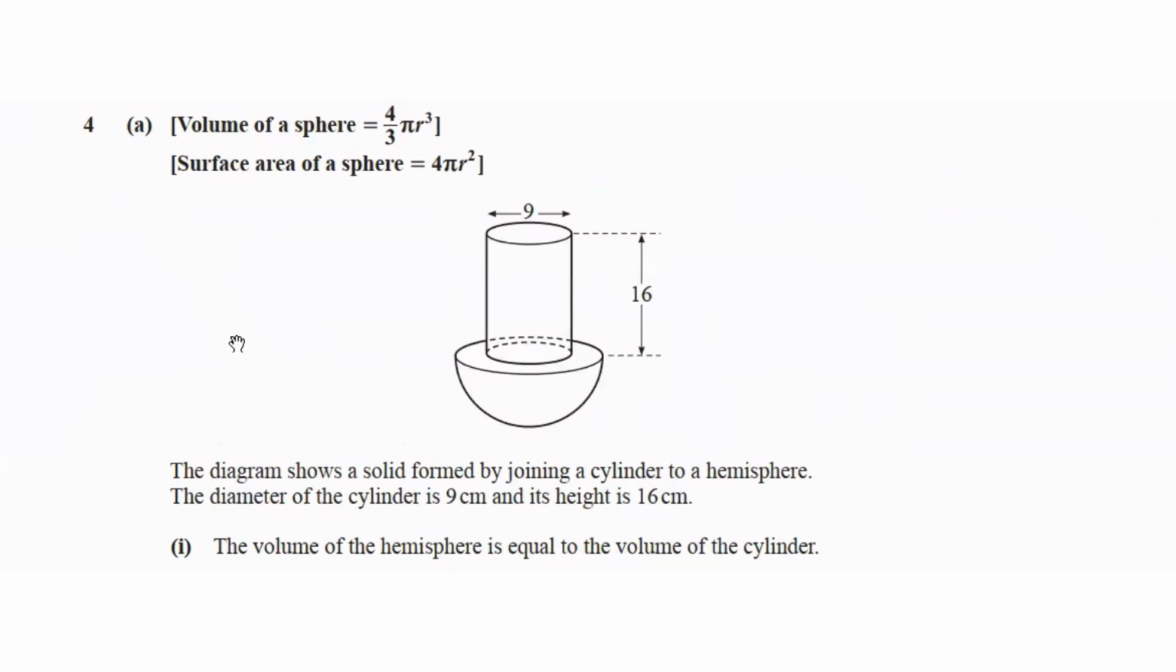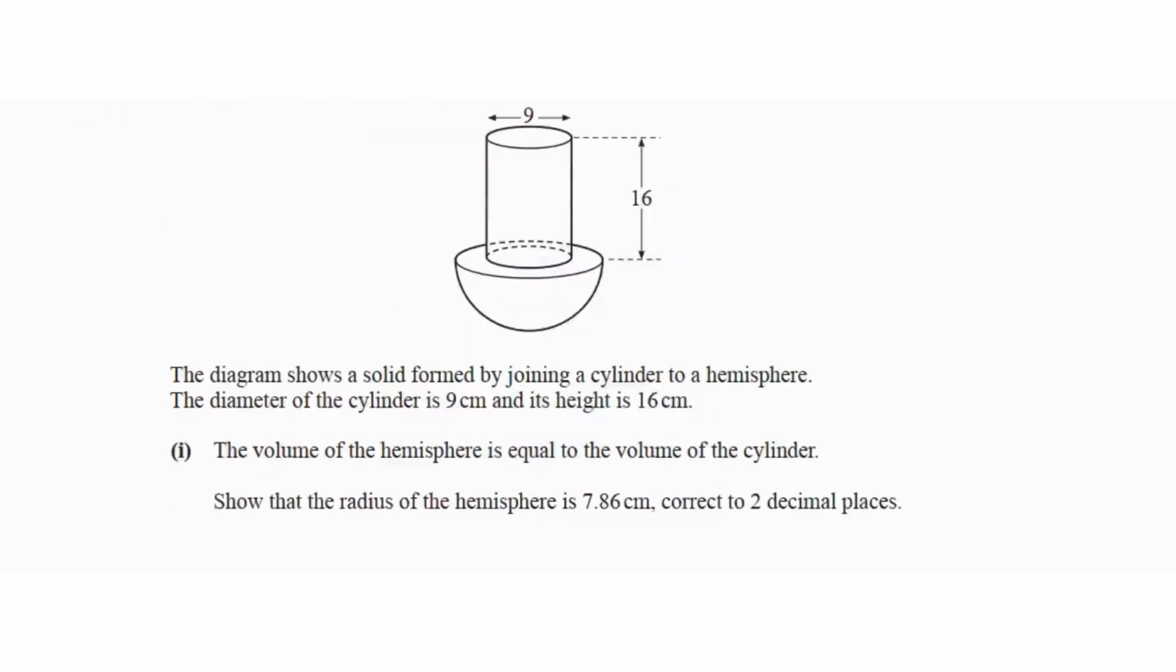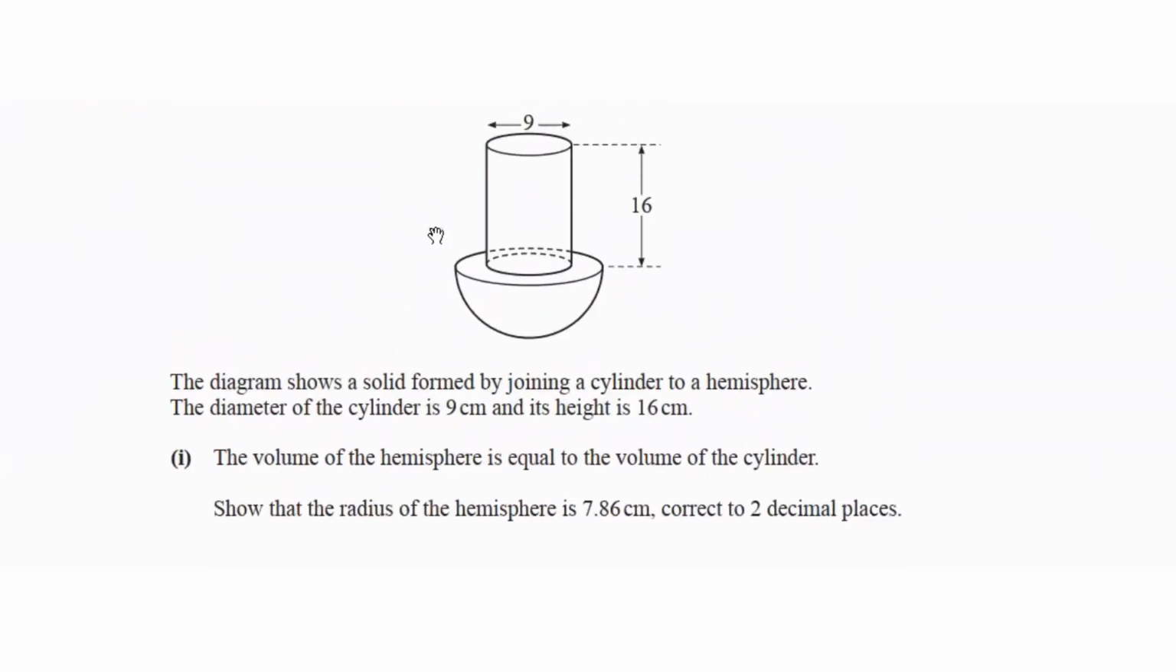The volume of a sphere has the formula 4/3 pi r cubed, and the surface area of a sphere has the formula 4 pi r squared. The diagram shows a composite shape where a cylinder has been joined to a hemisphere. The diameter of the cylinder is 9 centimeters and the height is 16 centimeters. The volume of the sphere is equal to the volume of the cylinder. So we have to show that the radius of the hemisphere is 7.86 centimeters, correct to 2 decimal places.